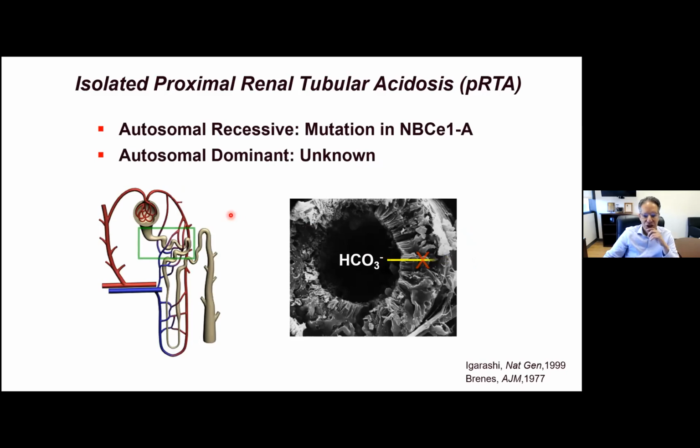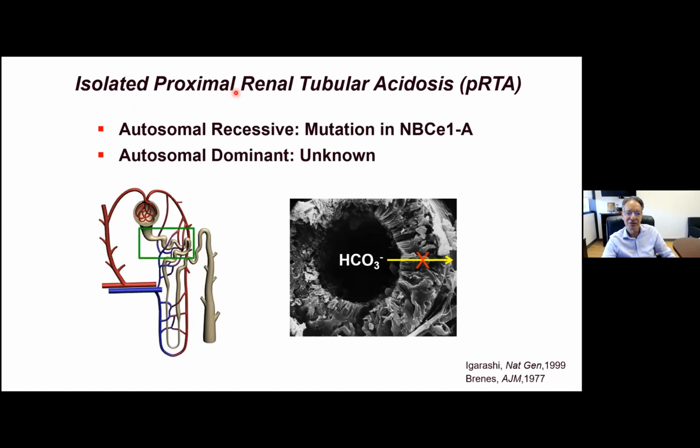Well, this patient had isolated proximal renal tubular acidosis, meaning that this was the only phenomenology of abnormality in the proximal tubule. There weren't any other transport abnormalities where we would call that Fanconi syndrome. This was just bicarbonate reclamation.